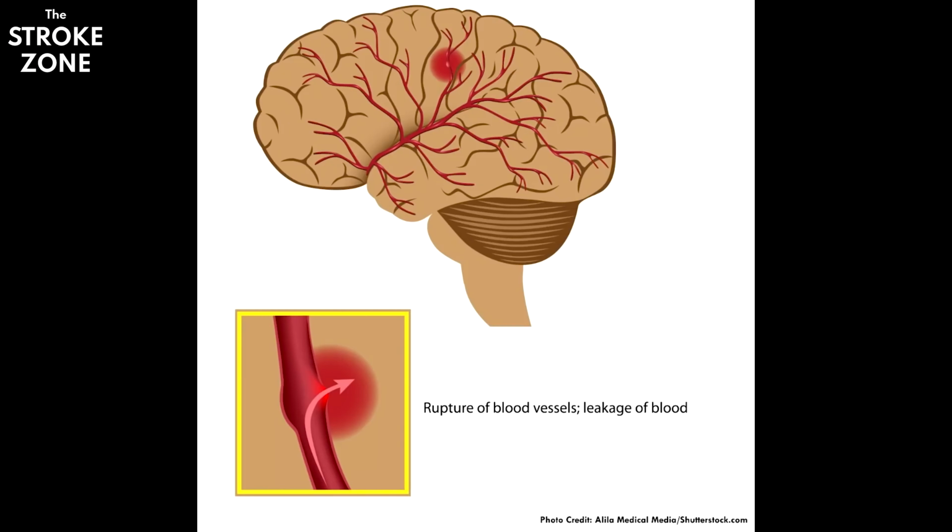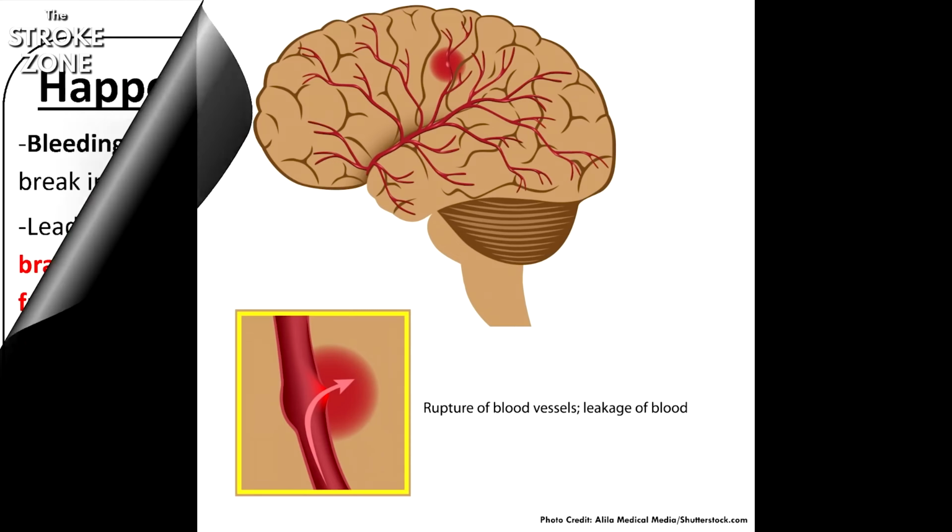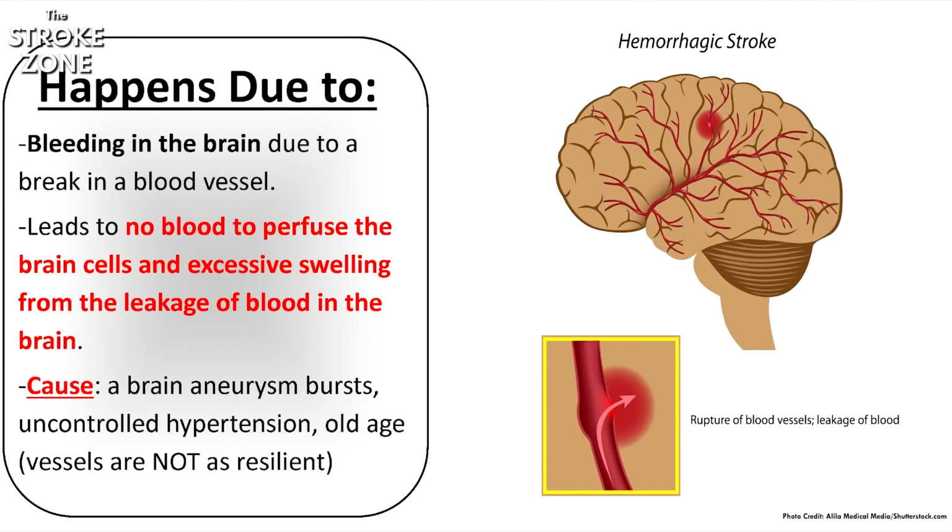Now let's look at hemorrhagic stroke. Okay, this happens when there is bleeding in the brain due to a break in a blood vessel. And this will lead to no blood to be perfused to the brain cells, and you'll get excessive swelling from the leakage of the blood in the brain.